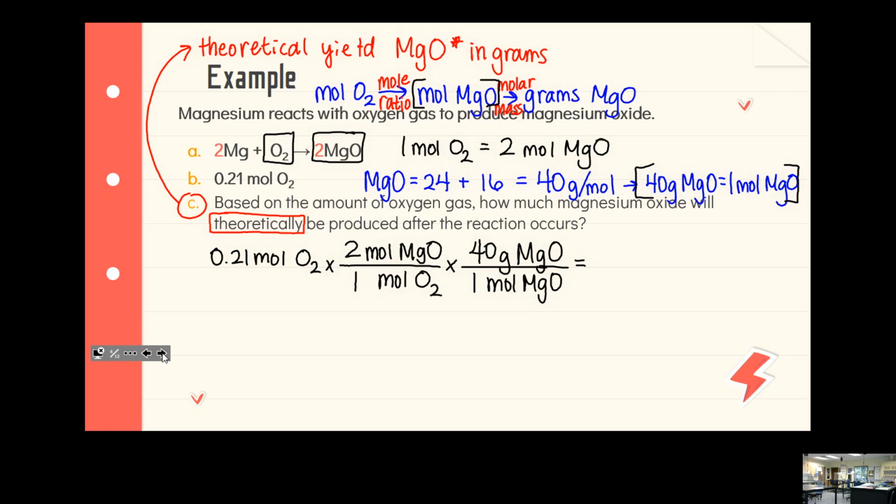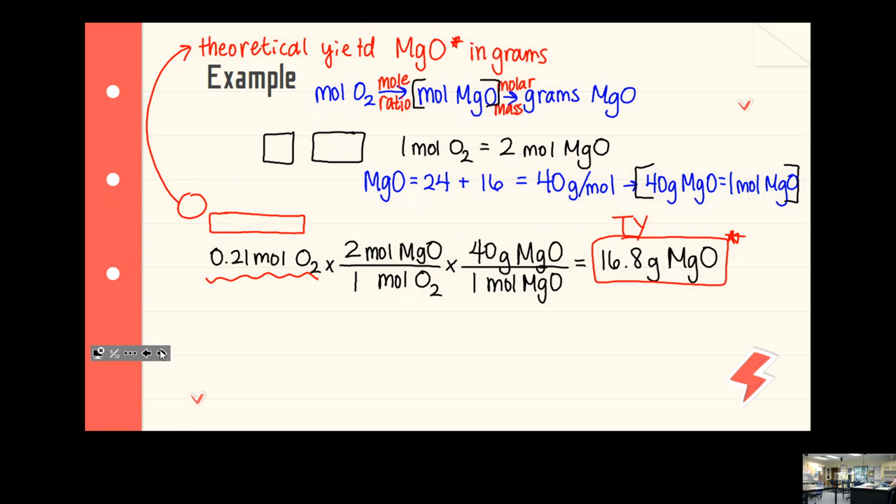Again, however you want to calculate it is completely up to you, right? If you want to do it step by step, you can. If you want to do it all at once, you can. When I calculate this, you should get 16.8 grams of our magnesium oxide. Remember, this is my theoretical yield. So in theory, based on the amount of oxygen I'm going to use, I should get this much magnesium oxide.